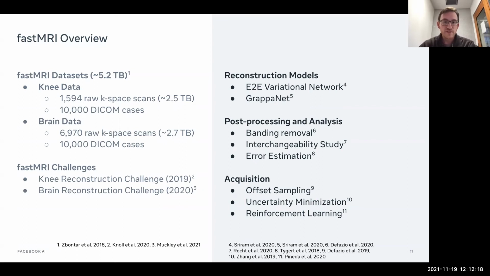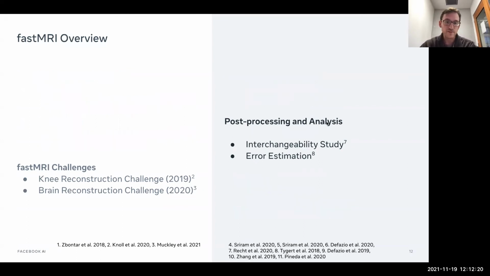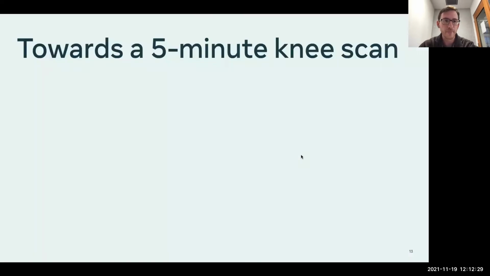Now, of course, I can't talk about all of this today, so I'm only going to be talking about these topics: the interchangeability study, fastMRI challenges, and a little bit on error estimation. So I'll go ahead and get started on that topic.